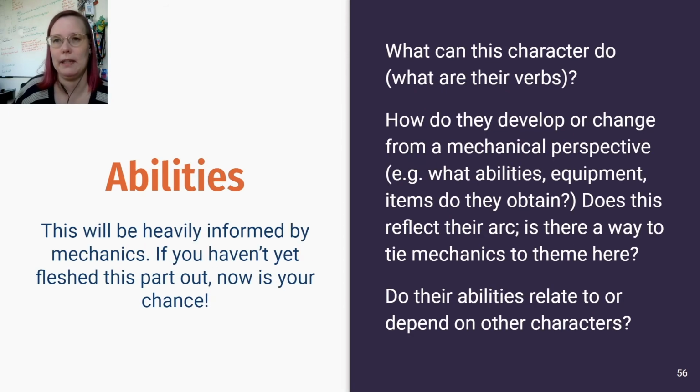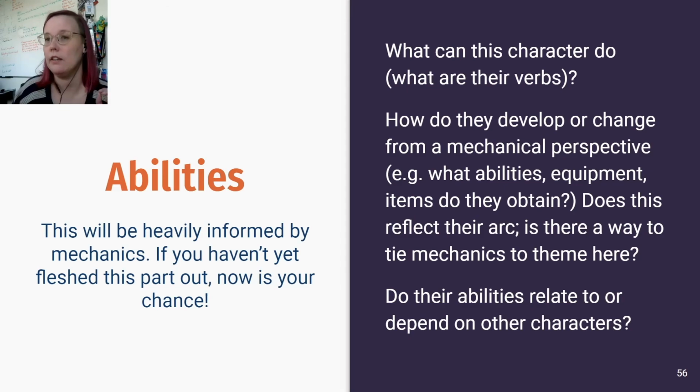And then finally, their abilities. This part I do want you to do because I think it's important that you have at least your main character and your main villain fleshed out in terms of mechanics. So what can this character do? What are their verbs? Going back to our mechanics lecture. How do they develop or change from a mechanical perspective?